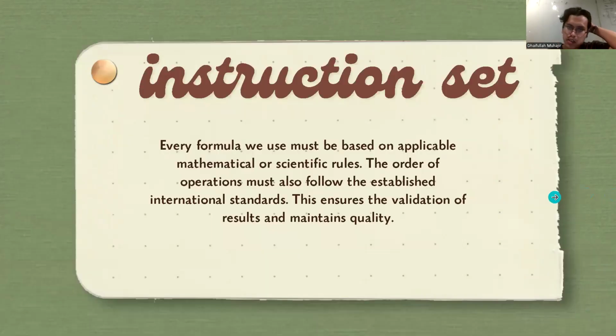And then we enter the last point, the instruction set, which states that every formula we use must be based on applicable mathematical or scientific rules. The order of operations must follow the established international standard. This ensures the validation of results and maintains quality. So why is it so important that we follow the international standard? It's to ensure the validation of results and maintain quality, so that our calculation can be used by many people.